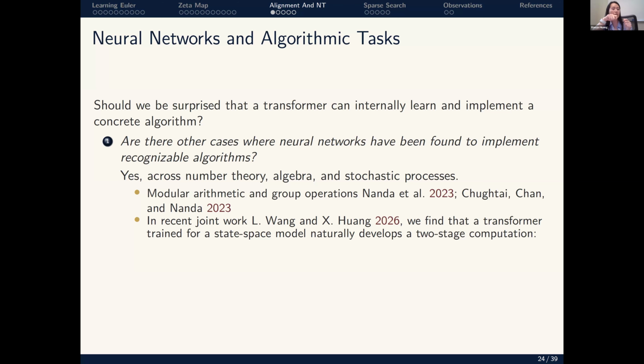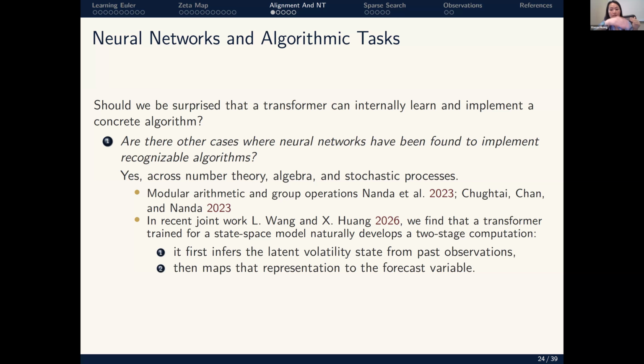If you're unfamiliar with state space models, they are stochastic models where you have observable variables, but the observable variables are very noisy. They are really driven by something called a latent variable that's less noisy, but you don't really observe the latent variables. We were able to show that the transformer naturally decomposes into a two-stage computation. It first infers the latent variable from the observations, and then maps the representations that have information about the latent variable to forecast the observations. So this is the same pipeline as a classical filtering and prediction structure, for example the Kalman filter.